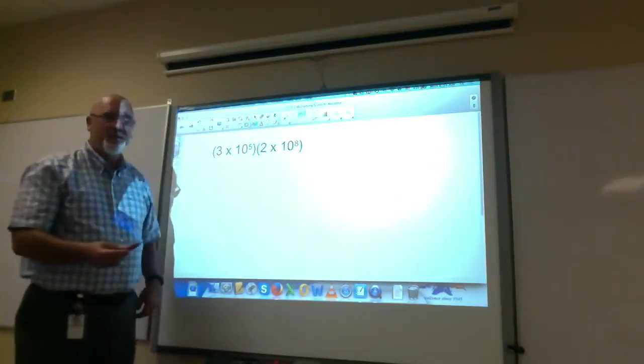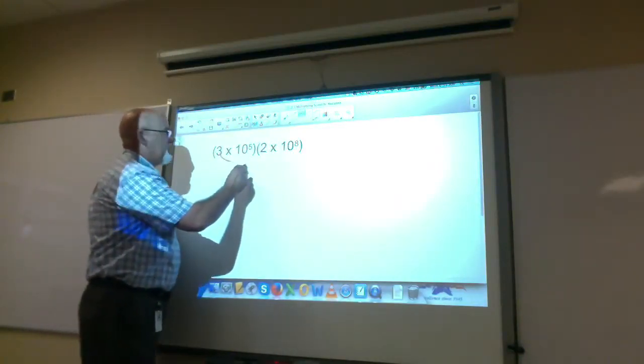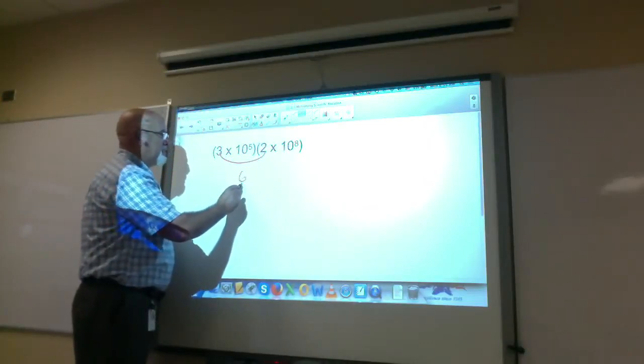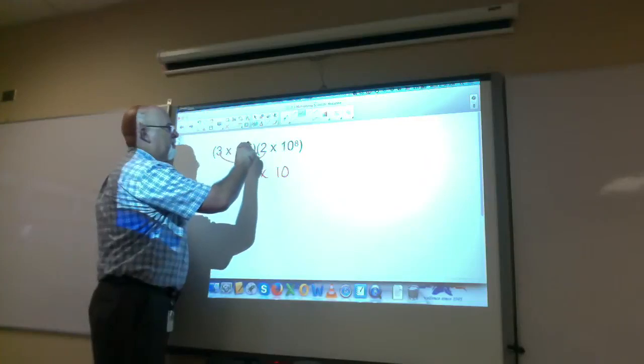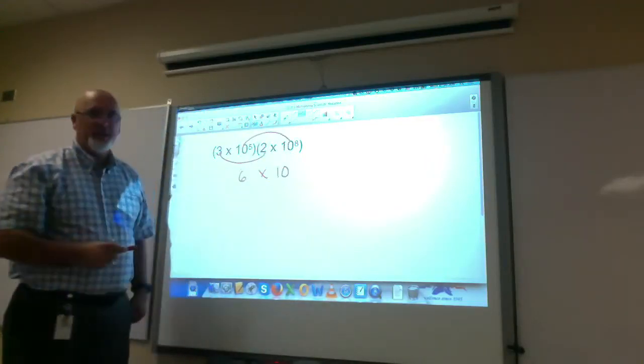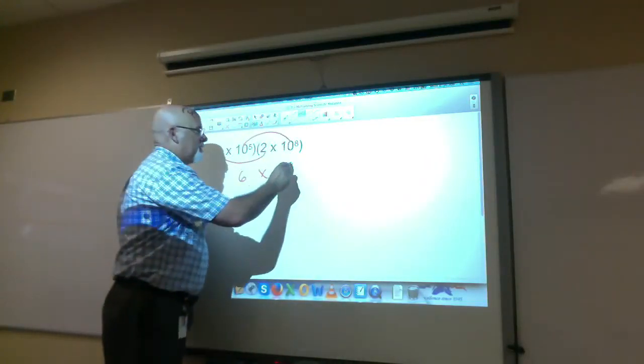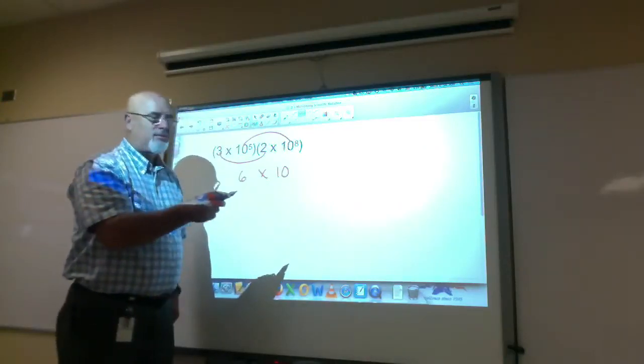Alright, another example. We've got 3 times 2 gives us 6 times 10 to the 5th and 10 to the 8th give us 10 to the 5 plus 8, which is 13.